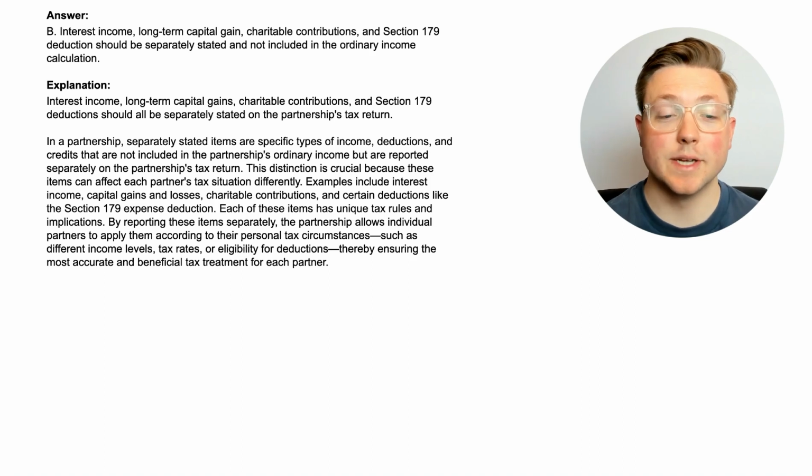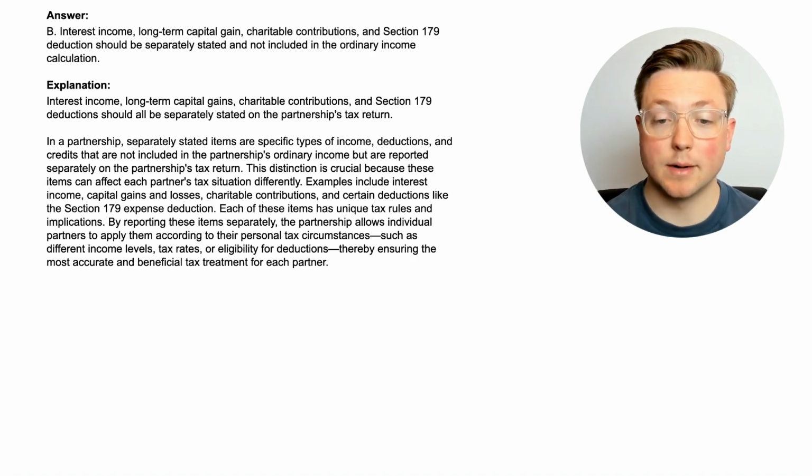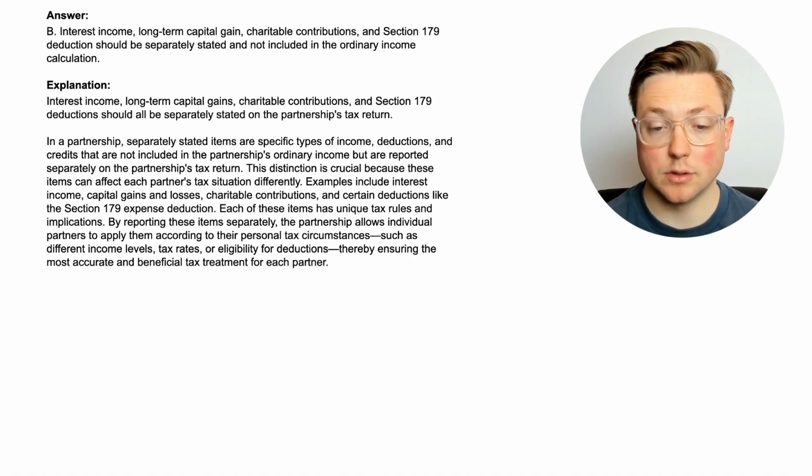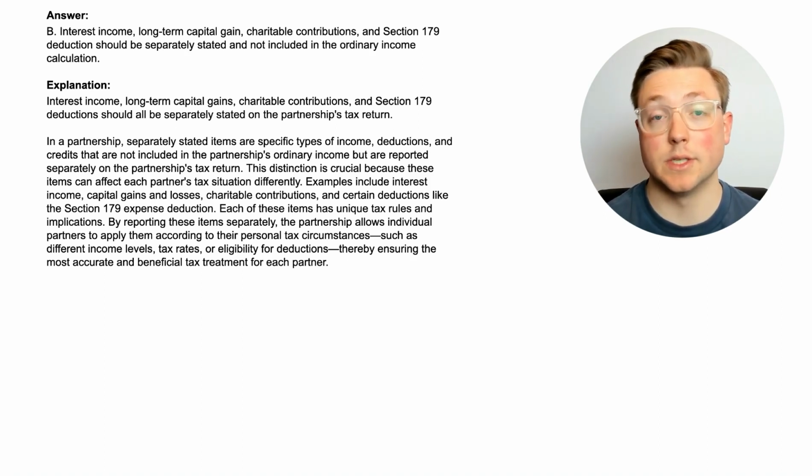Okay, and the answer is interest income, long-term capital gain, charitable contributions, and Section 179 deduction should be separately stated and not included in the ordinary income calculation. All right, so let's read the explanation. In a partnership, separately stated items are specific types of income, deductions, and credits that are not included in the partnership's ordinary income, but are reported separately on the partnership's tax return. This distinction is crucial because these items can affect each partner's tax situation differently.